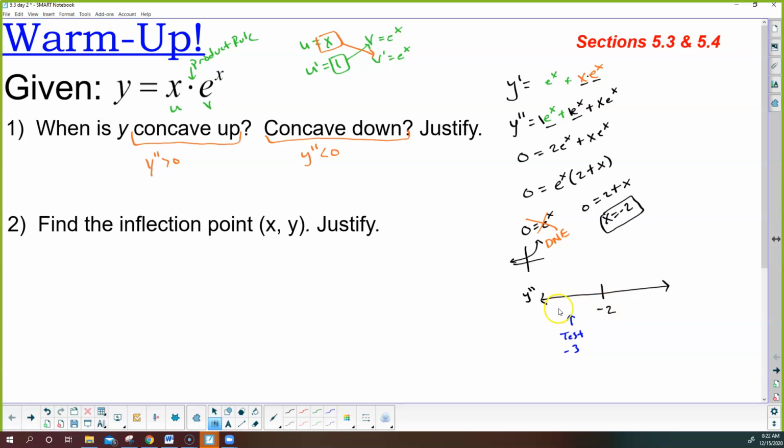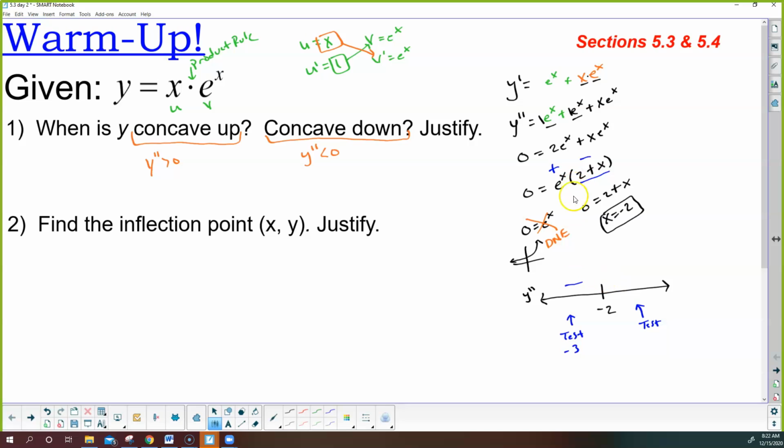You can test anything less than -2. But notice, if I plug in any x value into e to the x, that will always be a positive answer. Part of it is because of the graph, right? So I don't ever have to worry about the sign of e to the x, which means when I test my values, the only thing I'm testing is this factor 2 plus x. And if I plug in -3 here, I'll get a -1. So a negative times a positive means it's negative. The second derivative is negative to the left of -2.